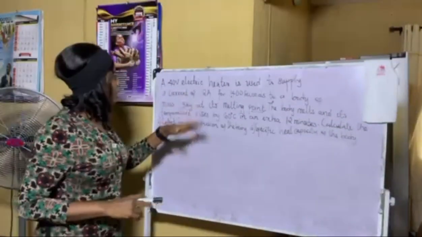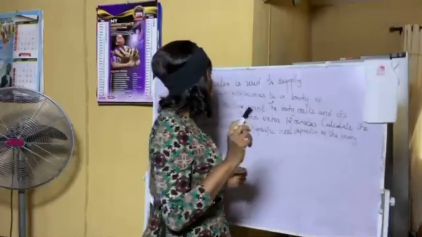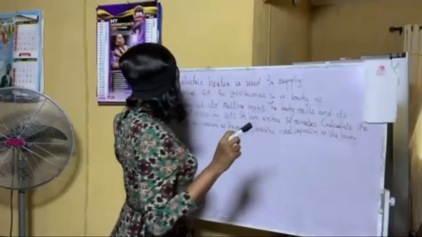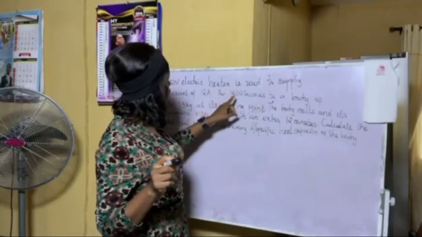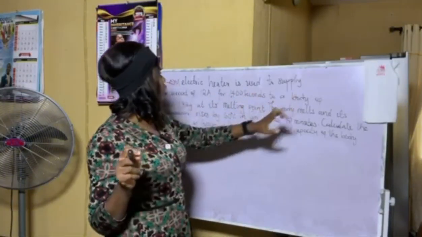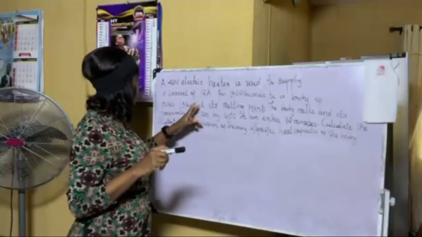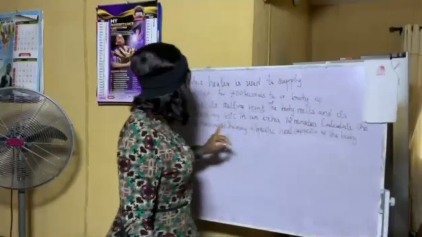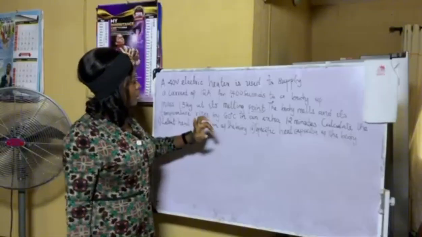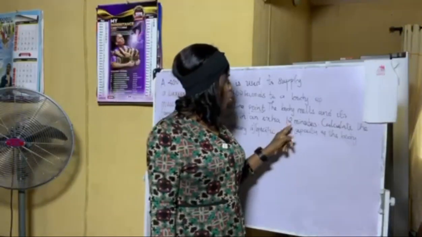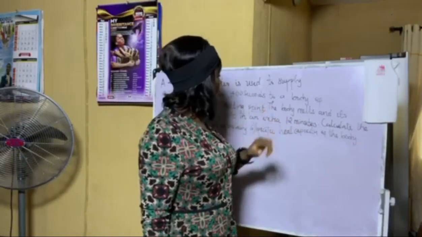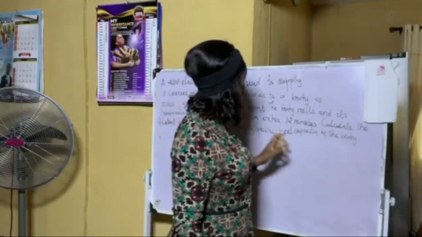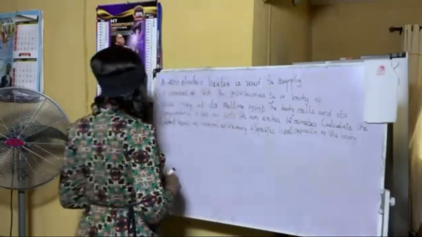So we have this problem. This is WAEC from 2022. An electric heater is used to supply a current of 12 amperes for 1,400 seconds to a body of mass 1.5 kg at its melting point. The body melts and its temperature rises by 60 degrees Celsius in an extra 1.2 minutes. Calculate the latent heat of fusion of the body and the specific heat capacity of the body.